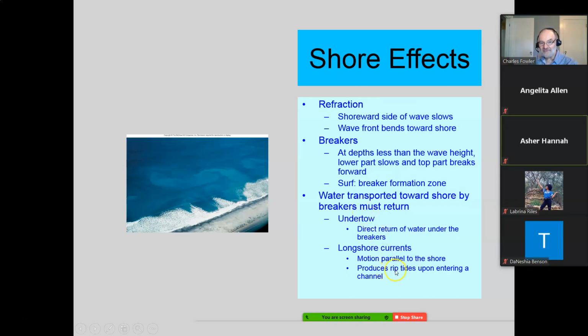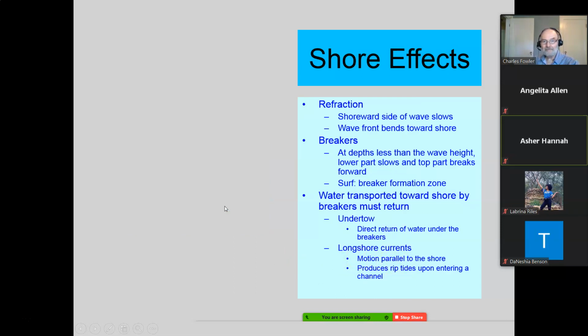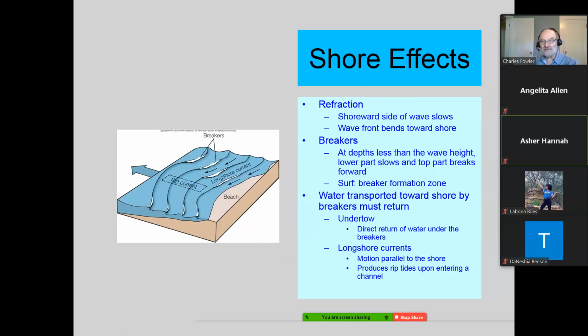Be careful. Undertow will pull you under. Riptides will drag you out. Okay. Doesn't sound too promising, does it?